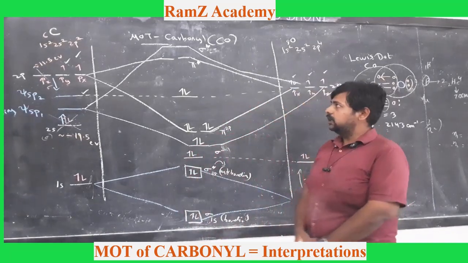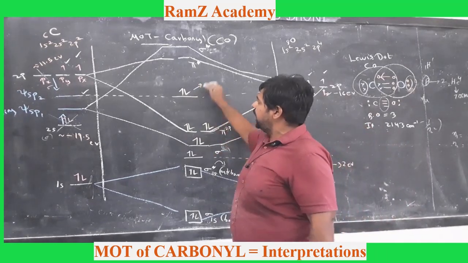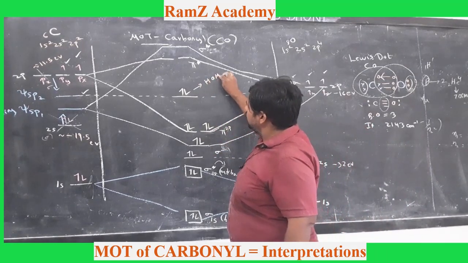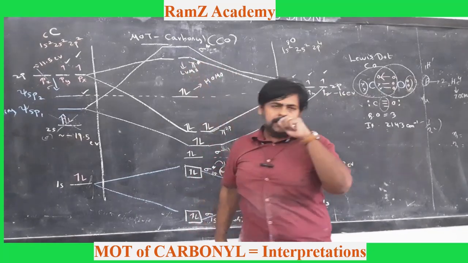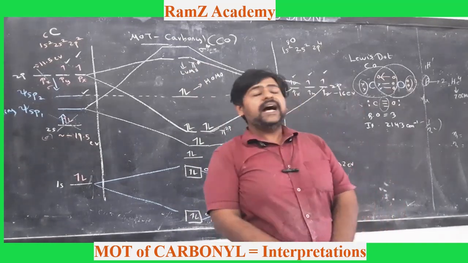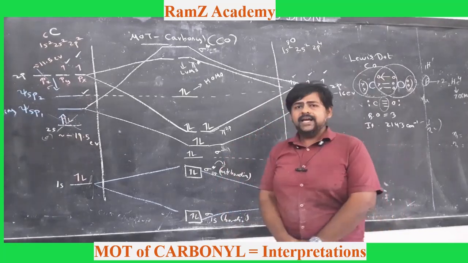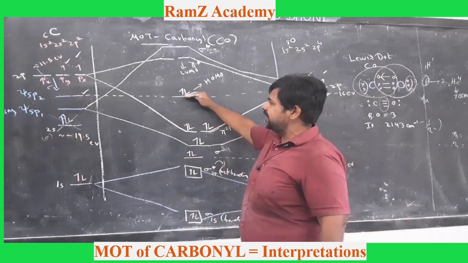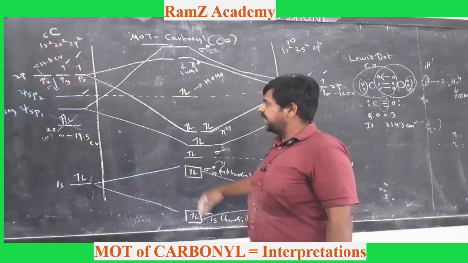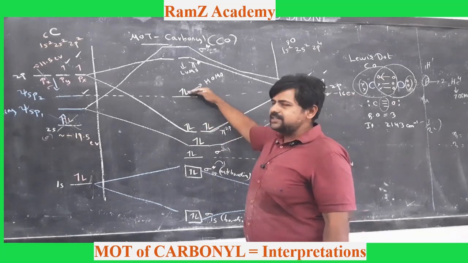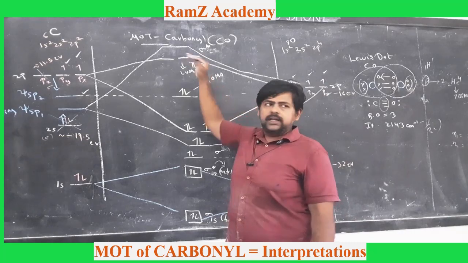So if you go back to your MOT diagram, this we generally call as HOMO, and this we call as LUMO. So what does this mean? HOMO means highest occupied molecular orbital, and LUMO means lowest unoccupied molecular orbital. So this is where my valence electrons are in carbonyl, because this is having the maximum energy in my entire MOT diagram. So this is the highest occupied, whereas this one is the lowest unoccupied molecular orbital.